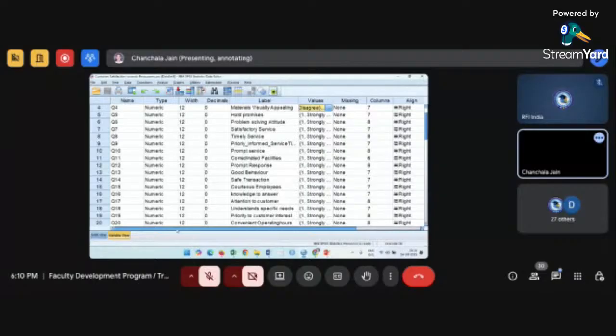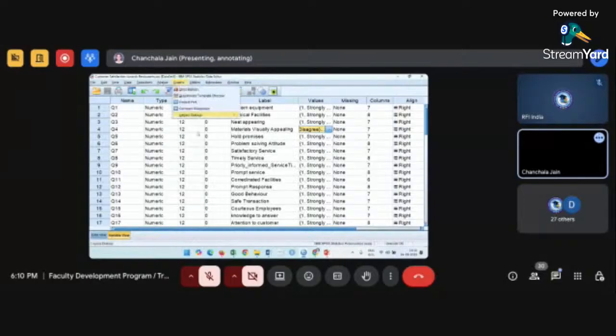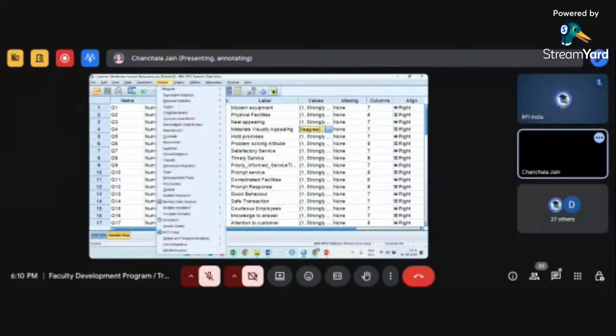Fine. Starting with the process, you need to go to the Analyze tab first. Then come to Scale, and it is Reliability Analysis. So I'm repeating for you: go to the Analyze menu, select Scale, and in the next box select Reliability Analysis. It is done.